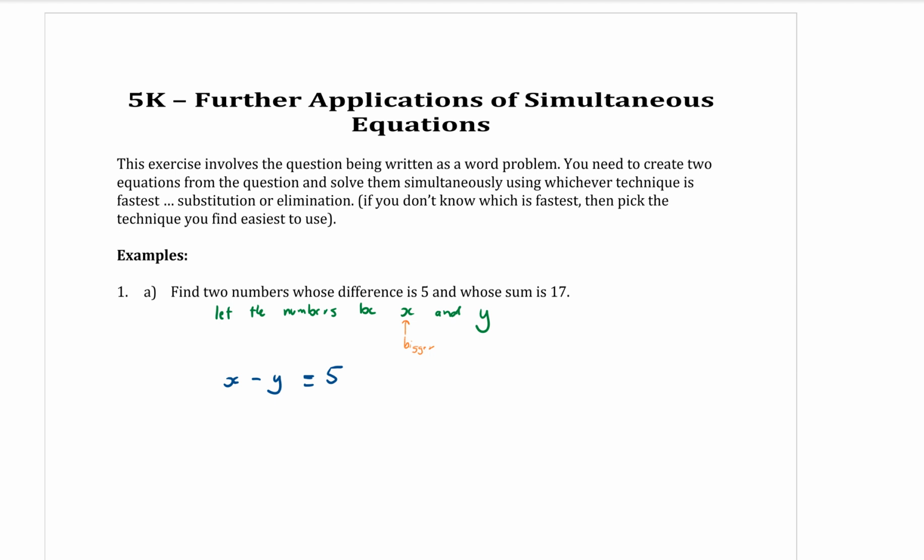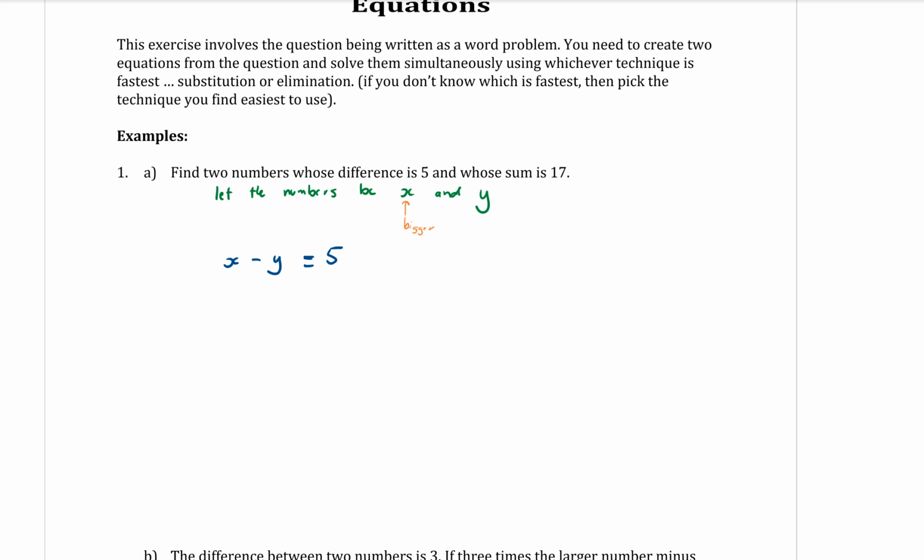I'm also told that their sum is 17. So that means x plus y equals 17. So there are my two equations. You may have used different letters. You may have chosen y instead of x to be bigger. But it will still work if you set your equations up correctly.